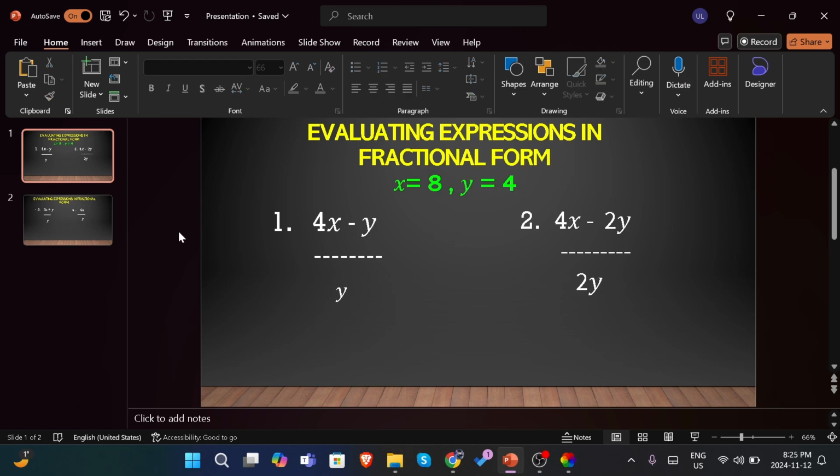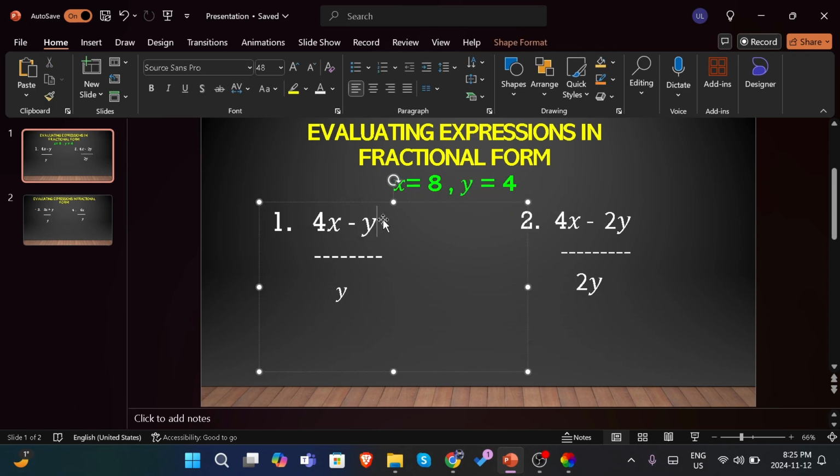So 4x minus y. Remember guys, whenever there's a number next to a variable or a variable next to a number, we should always multiply. So in this case, we're going to multiply and then subtract the y. And then later on in the video, you're going to learn what to do with this other part of the fraction. And same thing goes for 4x minus 2y and 2y. Alright, now let's get started.